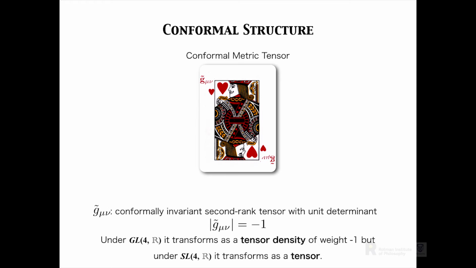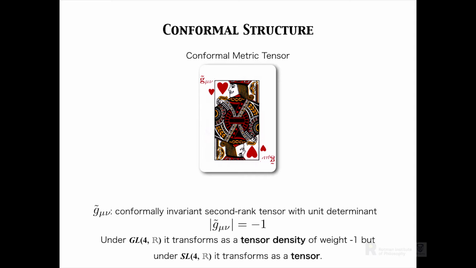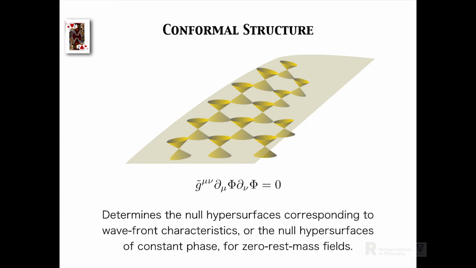Now the conformal metric tensor, it's a conformal invariant second rank tensor, we can just leave the determinant. Again, in GR, under the general linear group, it's a density, and under the special linear group, it's a tensor. When you construct the metric from them, under the transformations of the coordinates, those factors cancel out. So the metric ends up being a tensor. But in UCPR, it's a tensor to begin with. And so, what does it actually physically represent?